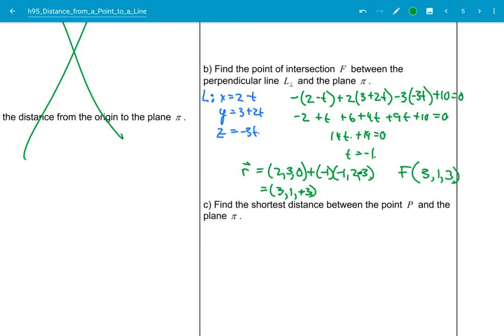Find the shortest distance of the point. Well, of course, that's just the distance from the point to F. And since we know both those, we're just finding the distance of 1, negative 2, and 3, which one more time is the root of 14. That's it for distance.